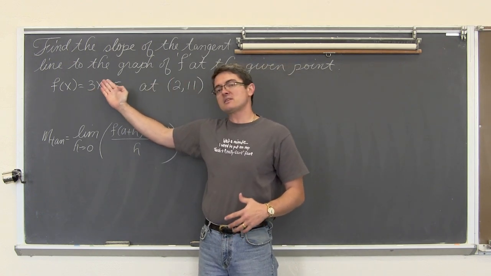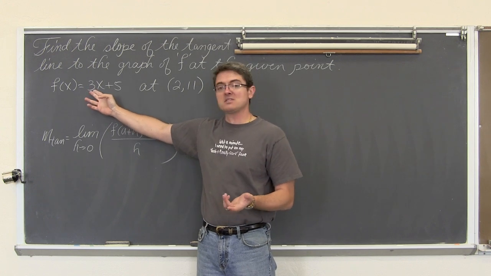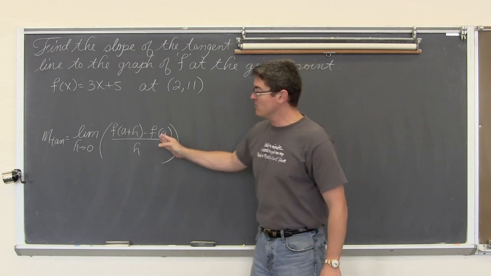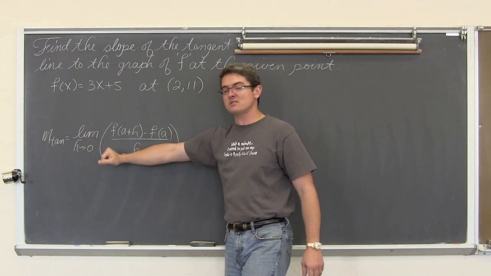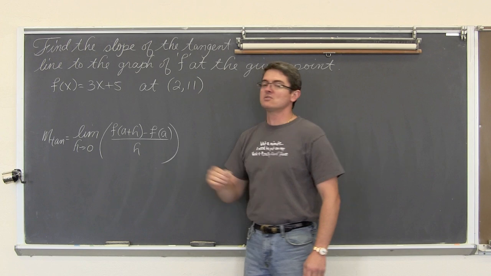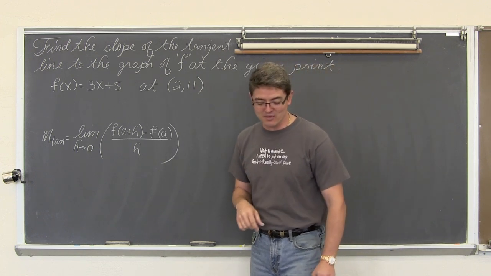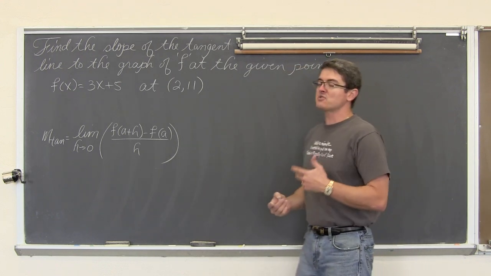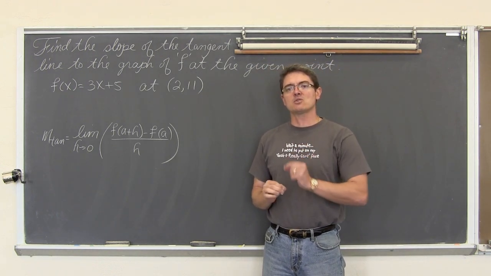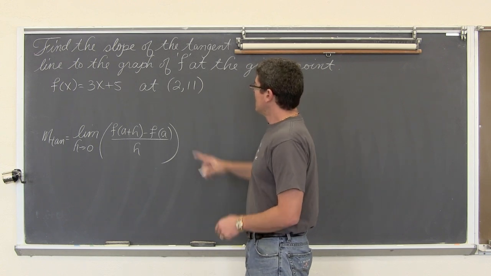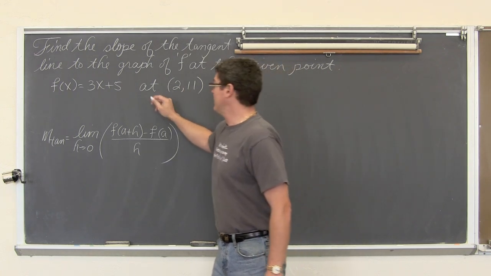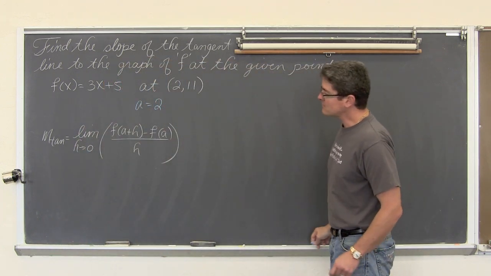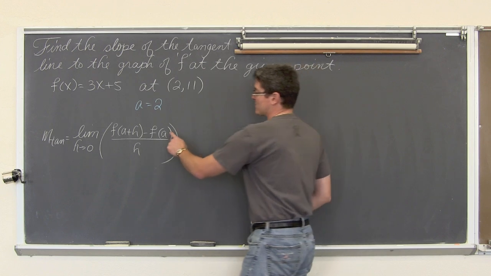This is a line. Lines have a constant slope. We can clearly see that it's mx plus b, so this line has a slope of 3. We're going to attempt to use this difference quotient along with our idea of limit to find the slope of the tangent line at 2, 11, and it had better come out to 3, otherwise I've made a mistake. And you're learning this process on a first question that's very, very simple, and let's make sure we actually see that 3 that we expect. Well, if we're going to try and find the slope at 2, 11, that means that our a value is equal to 2. And we're also going to practice our function notation.